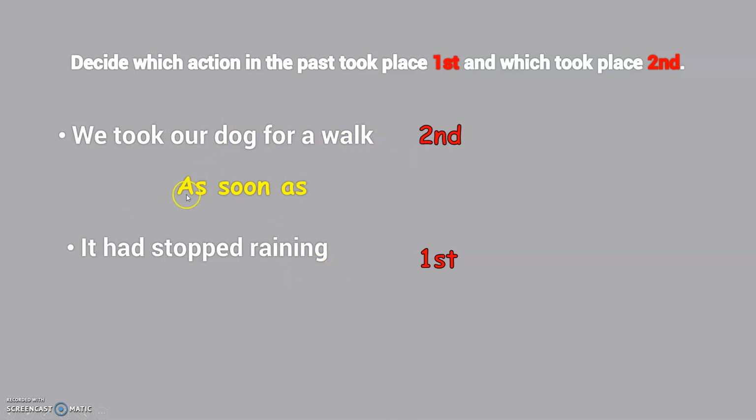Or we can say as soon as it had stopped raining, we took our dog for a walk. So it doesn't matter the order of the sentences as long as you know which happened first and which happened later. In the first, we use past perfect. And in the second one, we're going to use simple past, all right?